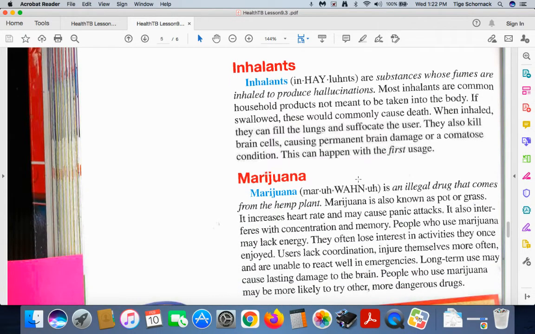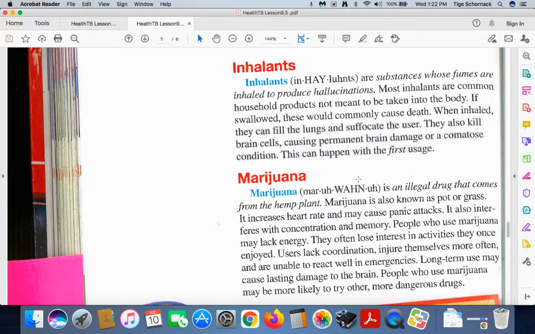Inhalants. Inhalants are substances whose fumes are inhaled to produce hallucinations. Most inhalants are common household products not meant to be taken into the body. If swallowed, these would commonly cause death. When inhaled, they can fill the lungs and suffocate the user. They also kill brain cells, cause permanent brain damage, or a comatose condition. This can happen with the first usage.